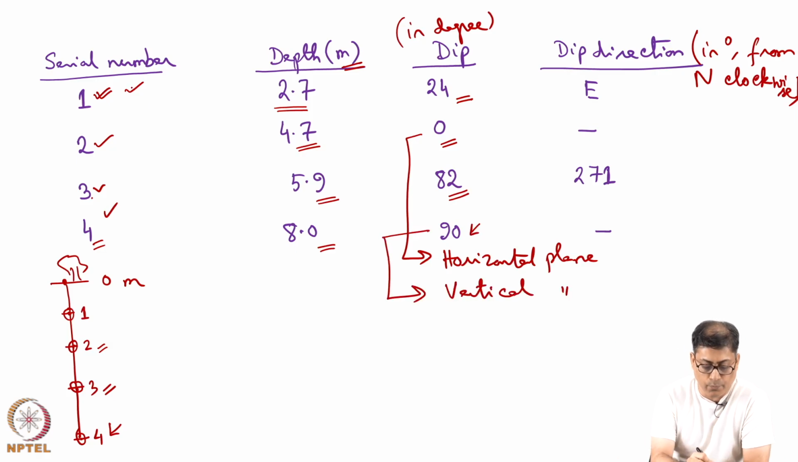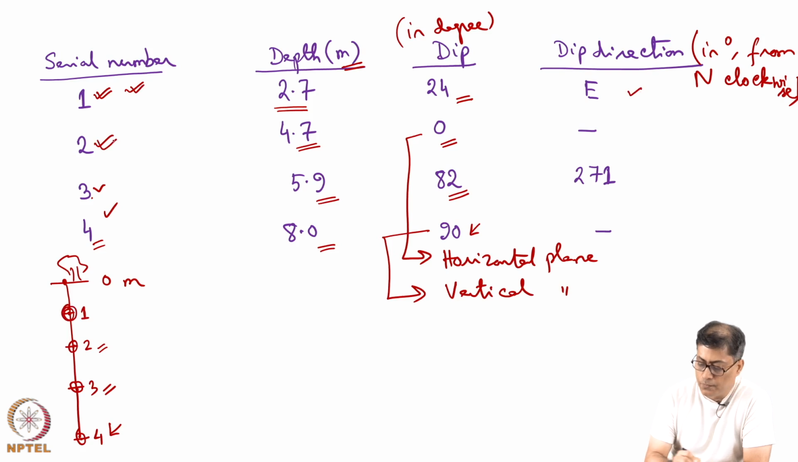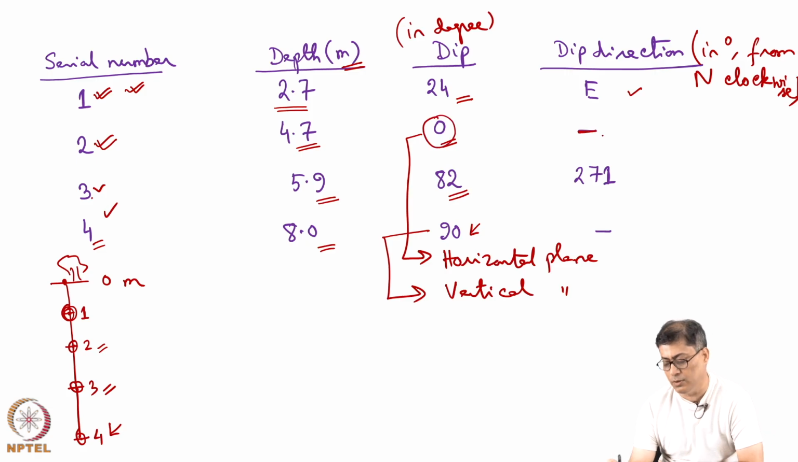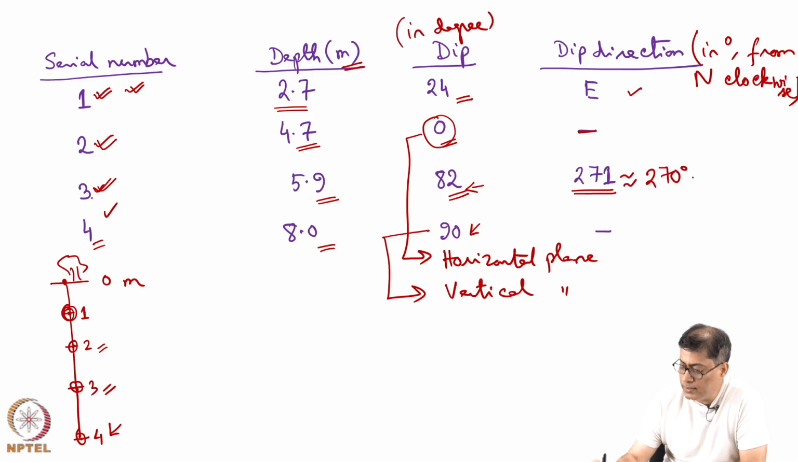Again, starting from point 1, at this point the dip direction of the lithological contact is east. At point 2, since it is horizontal, it has no dip direction, that is why a dash is given. A horizontal plane has no dip direction. At point 3, this 82 degree steep dip is towards 271 degree, which is nearly the same as 270 degree, which is the same as west. Note that west and east are 180 degree opposite to each other.